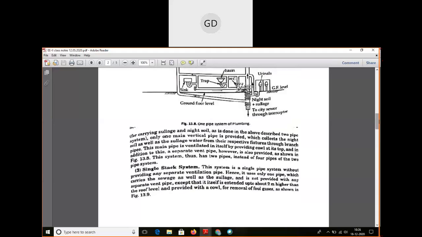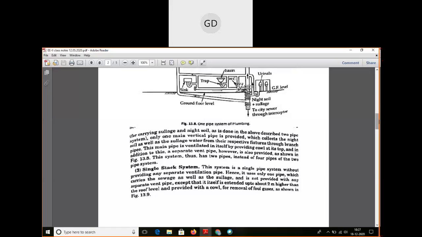Okay, so this one pipe will only carry the boot. This main pipe is again ventilated in itself by providing a cowl at its top, and in addition to this, a separate vent pipe is also provided. So here the main pipe is ventilated at its top, and then again a separate vent pipe is also provided. Okay, so if you count, there will be two pipes. This system has two pipes instead of four pipes of the two pipe system.